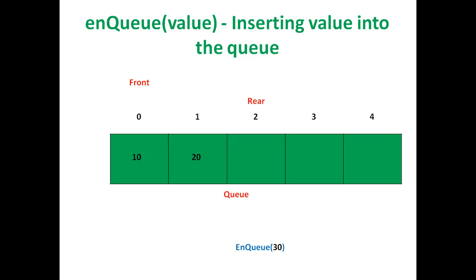So now rear is indicating the index 2. Now insert our 30 into Q of rear. Q of 2 value is now 30. Again, if you want to perform the enqueue operation, we are passing 40 as an argument here. Now check the rear value 2. 2 is equal to size -1, 4. Condition false. Again, increment the rear value by 1. That is rear indicating the index 3. Now insert our 40 into a rear position. Q of 3 is equal to 40.